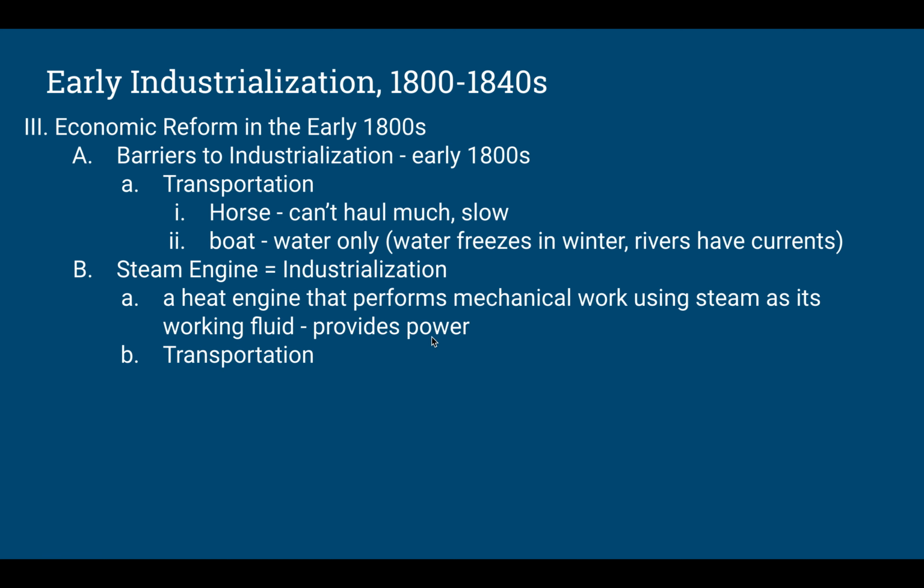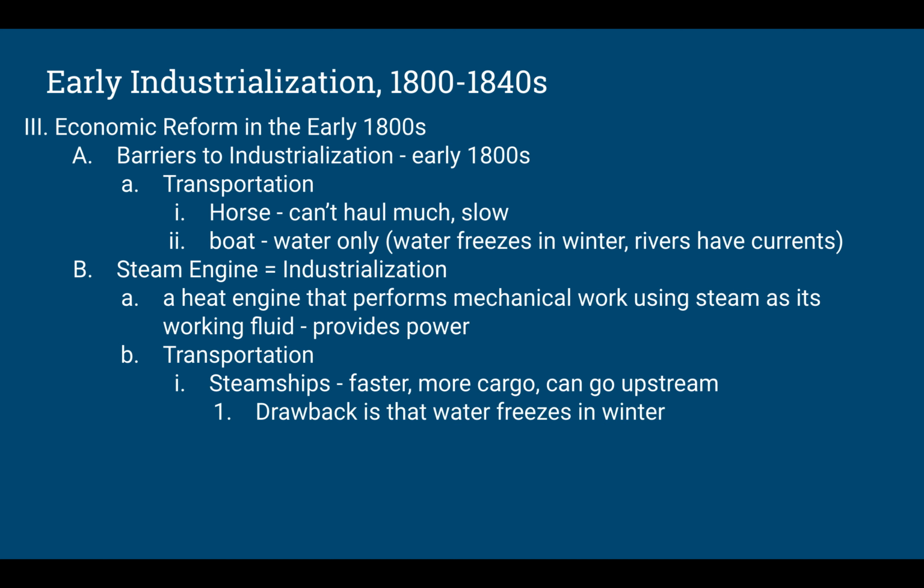It impacts transportation. So steamships are much faster, carry more cargo, and can go upstream. They're also being used to cross the ocean, which fuels immigration, as we shall see. Drawbacks: the water is still freezing, so you can only travel at certain times of year.